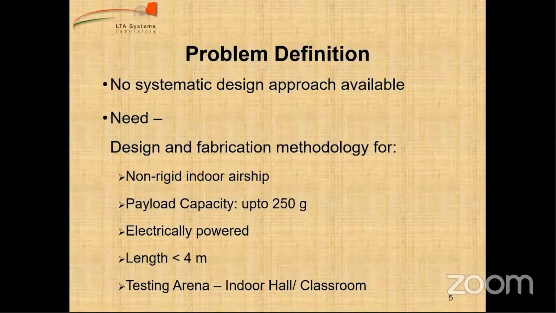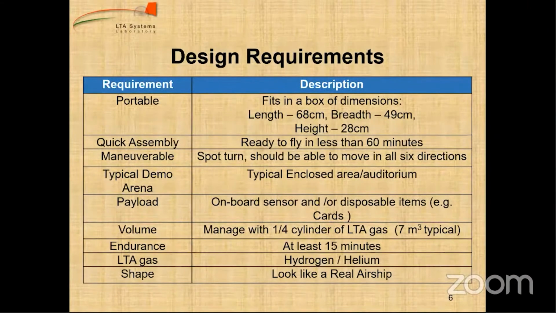So, okay. Next, I would like to showcase some design requirements for this airship. The first requirement, as I mentioned, is that it should be portable. The airship which you are going to size or design should be a portable one, because I already mentioned that it should be a non-rigid airship. In case of a non-rigid airship, we can fold it and put it in a box of dimensions as mentioned: 68 centimeter of length, 49 centimeter of breadth, and 28 centimeter of height.